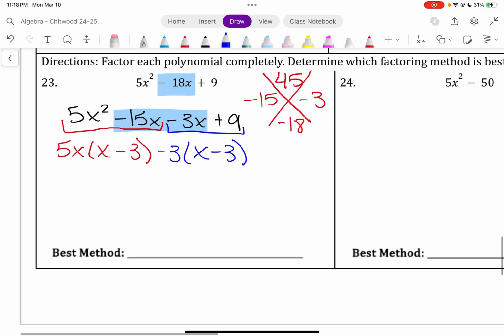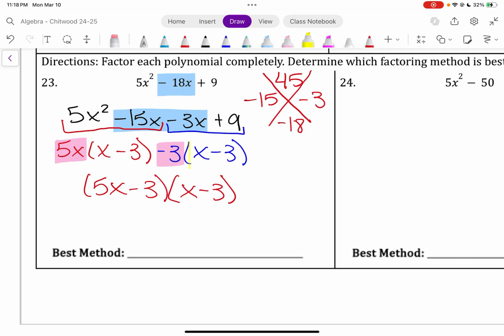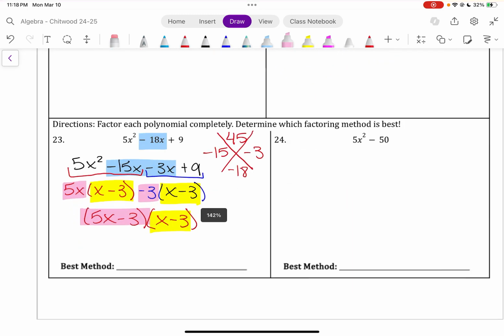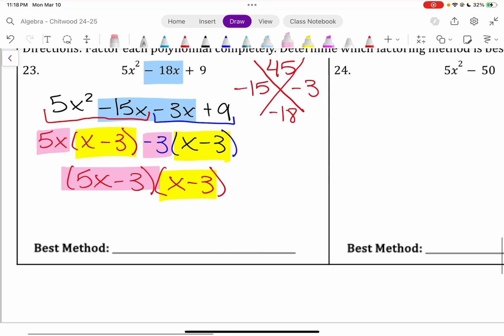I want to start by writing my GCF first. So I have 5x minus 3 in one binomial. Then my remainder, which is going to be x minus 3. Whoops. Okay, there we go. And then that's my answer. I can leave it just like that. The best method, this one is just going to be factoring, or factoring by grouping.